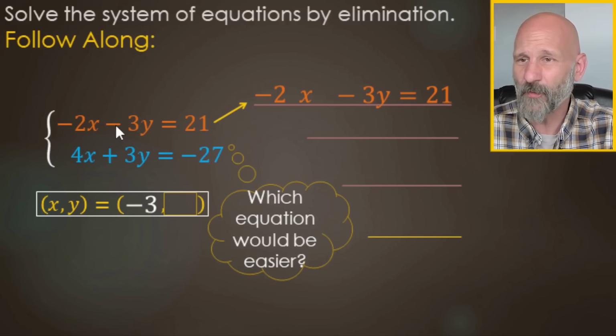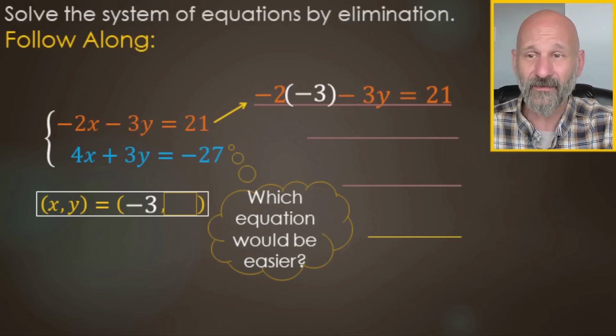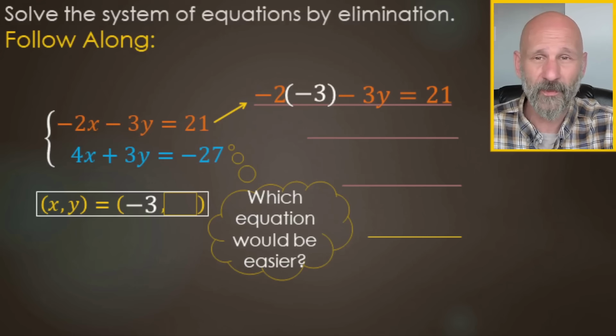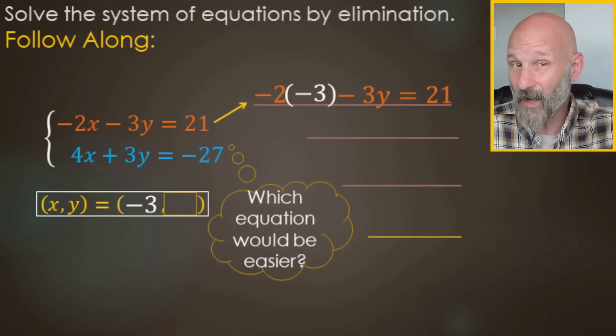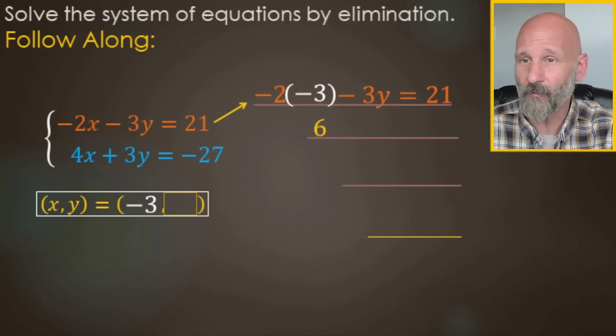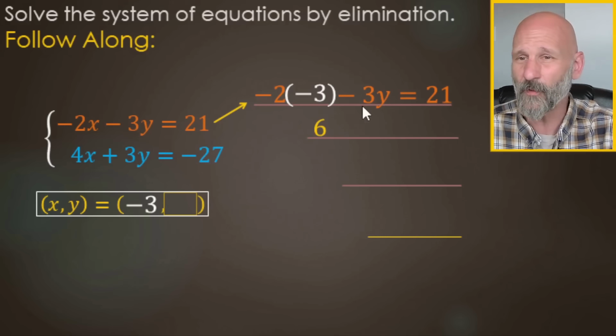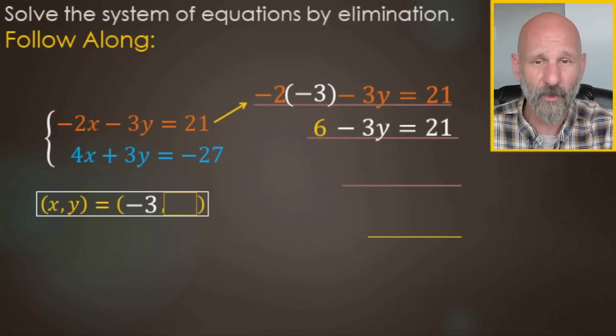So we got negative 2x minus 3y equals 21. We're going to replace the x with what x is equal to, in this case, negative 3. So x gets replaced with a negative 3. Clean it up a little bit. There's some multiplication there. We can go negative 2 times negative 3 makes a positive 6. And then we still have the minus 3y equals 21.